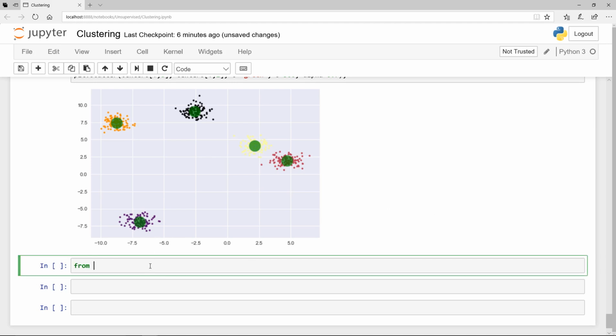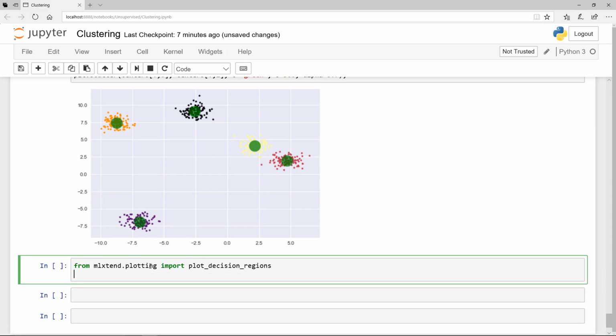Now, we previously imported mlxtend, but we haven't used it, so I'm going to show you how to use it now. Import plot_decision_regions. This is pretty much the specific function that I really want to use, which is quite handy. I don't have to write the whole lot. clf is the k-means itself. Now, just to explain a little bit about this function, we are importing from mlxtend basically the plotting function.